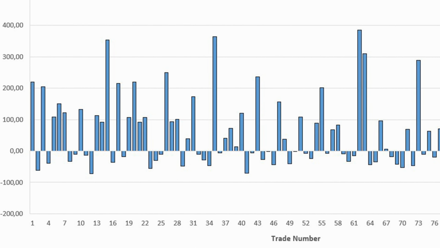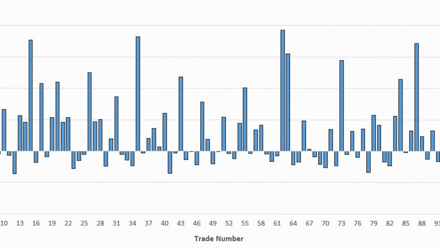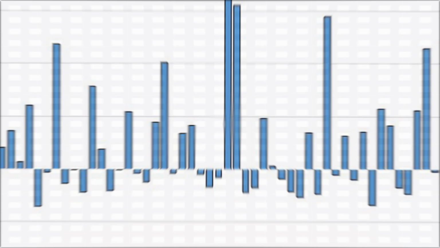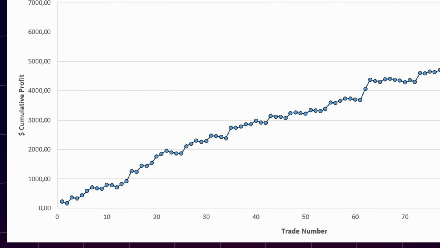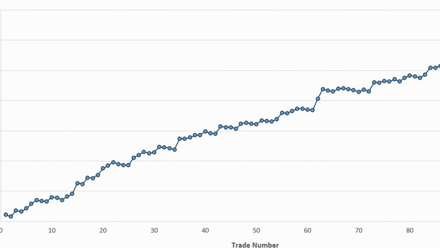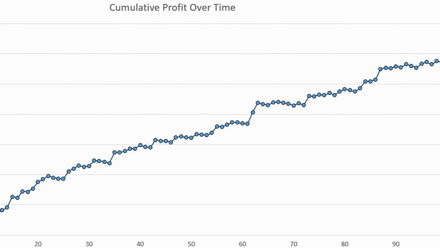I used 10% of my account per trade, adjusting as my balance changes with each win or loss. For example, if I profit $100 on a trade, my new balance becomes $1,100, and I use 10% of this updated balance for the next trade. Similarly, if I lose $100, my balance drops to $900, and I use 10% of this amount on the following trade.